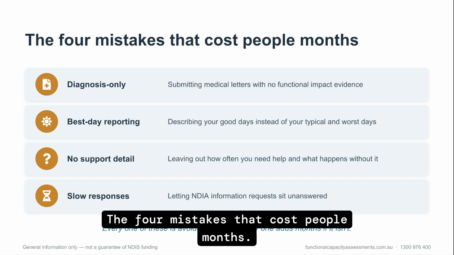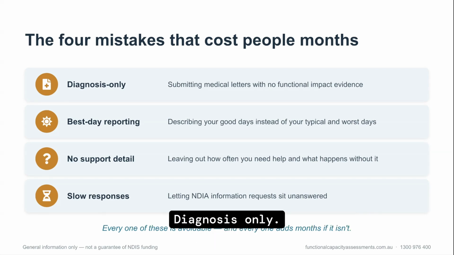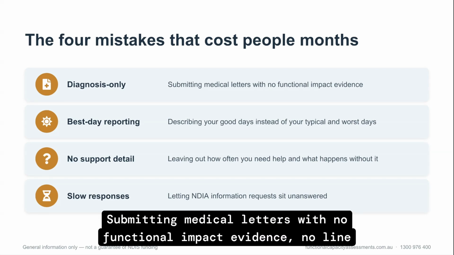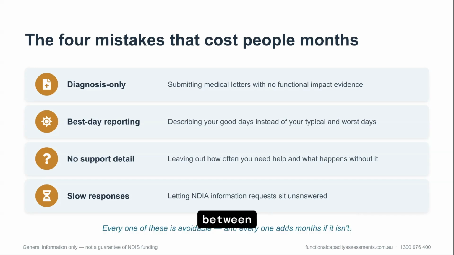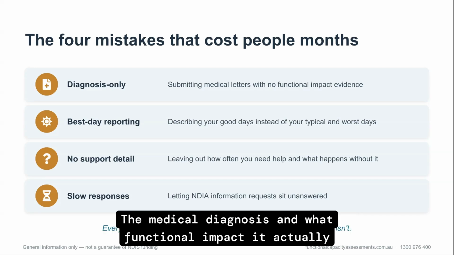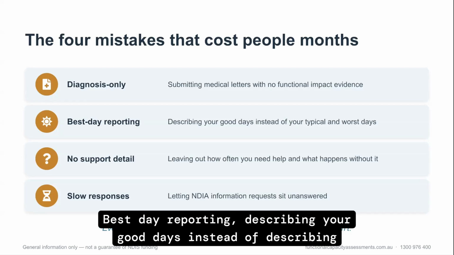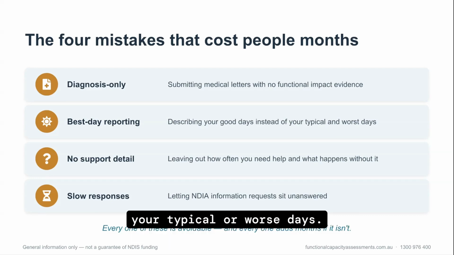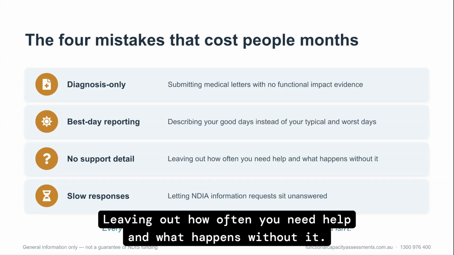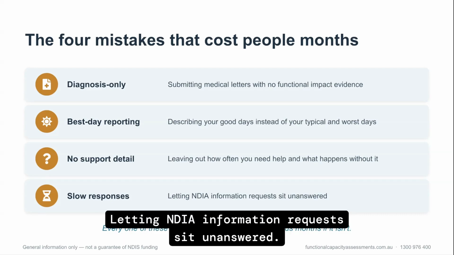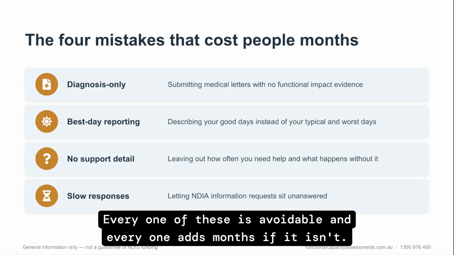The 4 mistakes that cost people months. Diagnosis only: submitting medical letters with no functional impact evidence, no line between the medical diagnosis and what functional impact it actually causes in your daily life and what the impact of that is. Best day reporting: describing your good days instead of describing your typical or worst days. No support detail: leaving out how often you need help and what happens without it. Slow responses: letting NDIA information requests sit unanswered. Every one of these is avoidable, and every one adds months if it isn't.